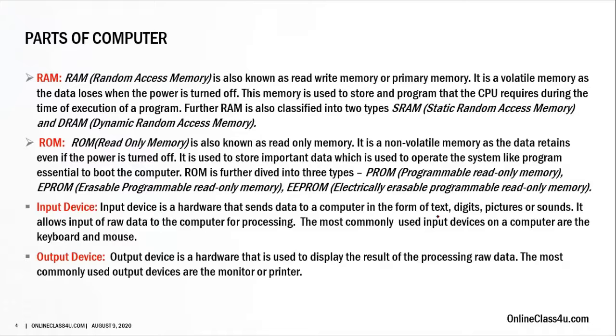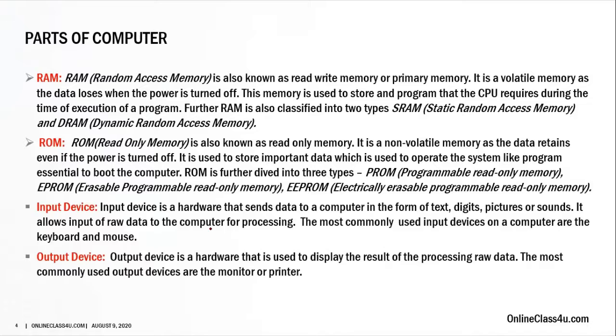It may be in the form of text, numerical numbers, pictures or sound. That means through an input device, we send raw data, without any calculations, to the computer for processing. The most commonly used input devices are the keyboard and the mouse.